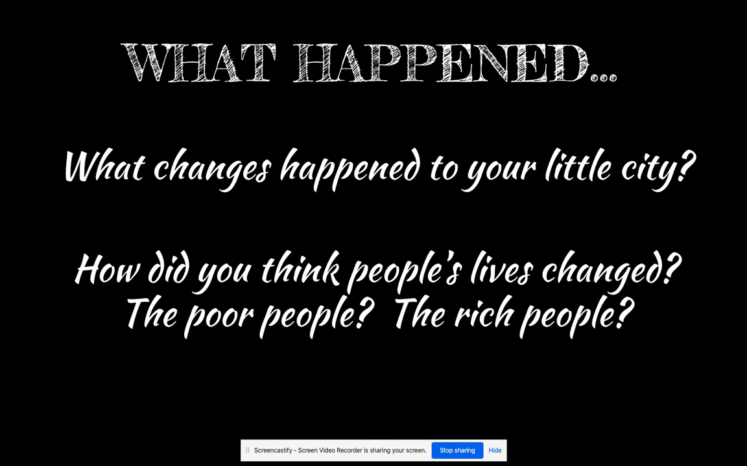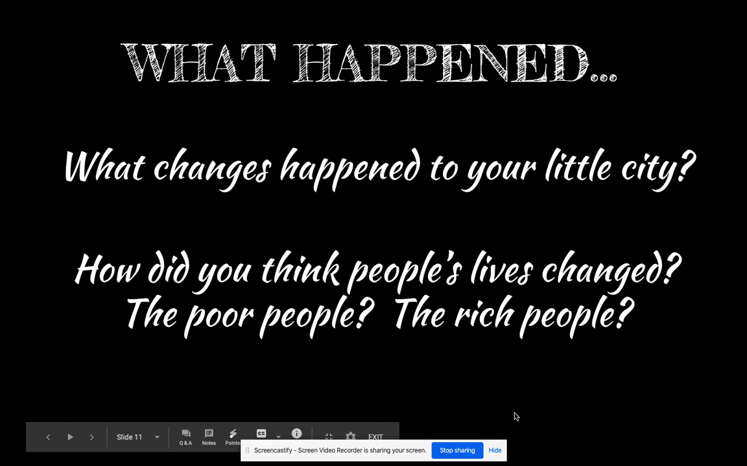Now, when you look back at that map, and I know it's taken you a while to get through it and it got more and more crowded, what changes happened to your little city? You're going to need to be able to report that to me on some paper. And also, how do you think that this changed the lives of the people? Both the poor people and the rich people, because that's what's really important. How did it change the lives of those people?